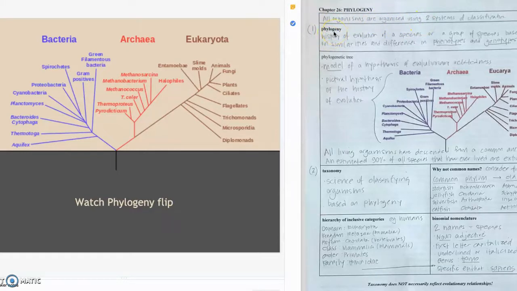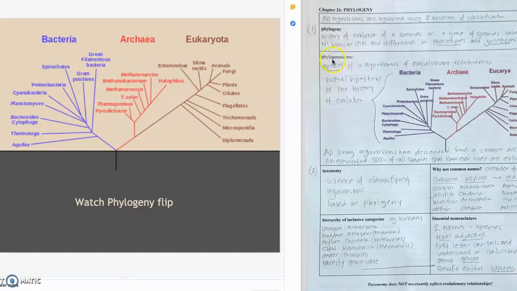The first system is phylogeny. Phylogeny is just the history of the evolutionary changes, so the allele frequency changes of a species or a group of species based on similarities and differences, their physical differences, the phenotypes and genotypes. So phylogeny looks at both morphological, anatomical characteristics, as well as DNA sequences, their genotypes. And it uses diagrams to communicate the hypothesis of relatedness.